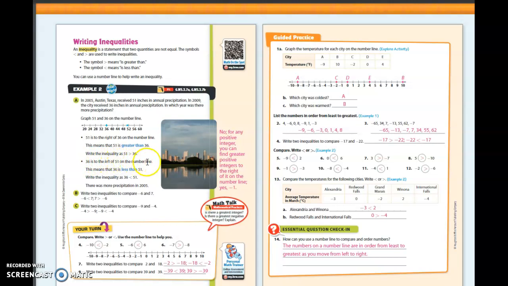36 is to the left of 51 on the number line, which means I could also write that inequality by flipping it and having 36 again pointed with the narrow side towards 36 and the more open mouth pointed towards the 51 as it is the greater number.